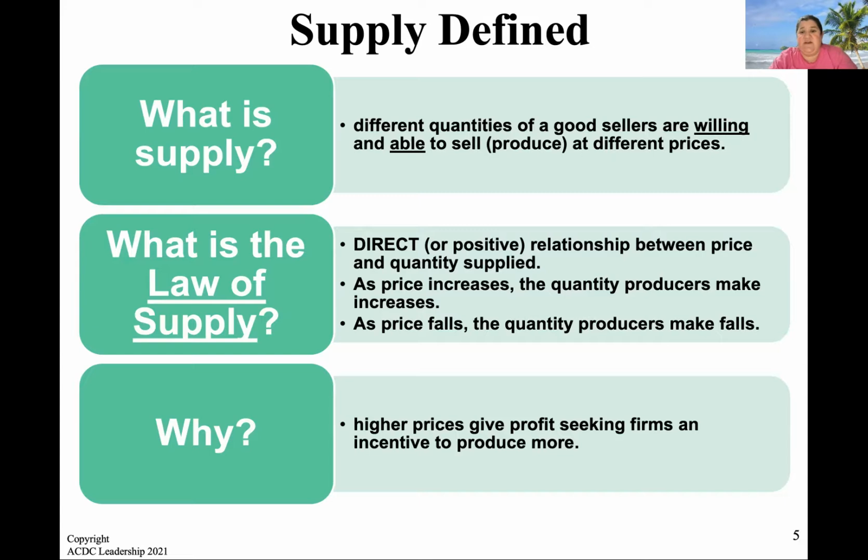So there's a positive direct relationship between price and quantity supplied, which means as the price increases, the quantity that producers are going to make also increases. And as the price falls, the quantity that producers will make will also fall. Why? Because as the price goes up, I'm going to make more of that thing because I can make more money from selling it. The higher prices go, the more incentive profit-seeking firms and businesses have to produce more of the thing because they're going to make more money.